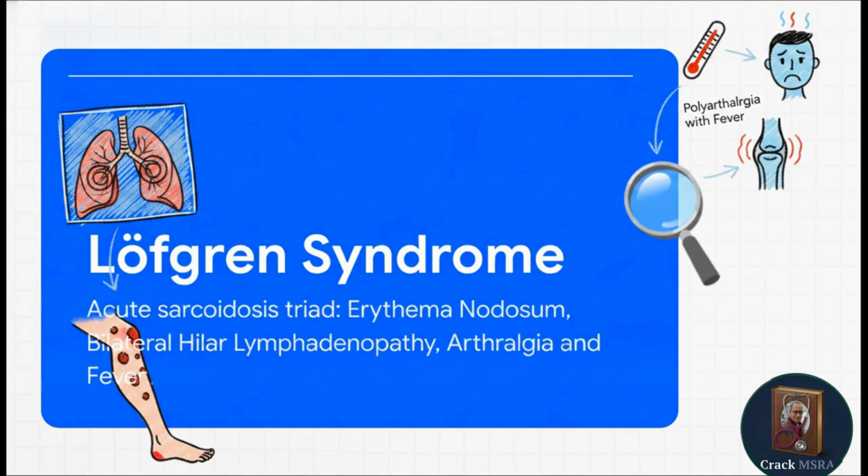The really great news for patients with Lofgren is that it frequently resolves completely on its own within a year or two, without any aggressive treatment.